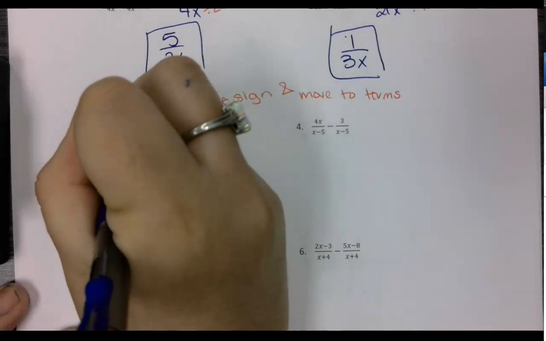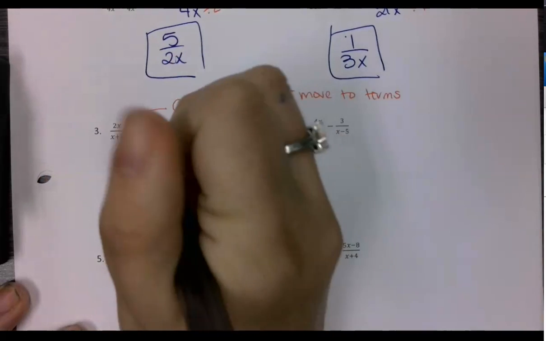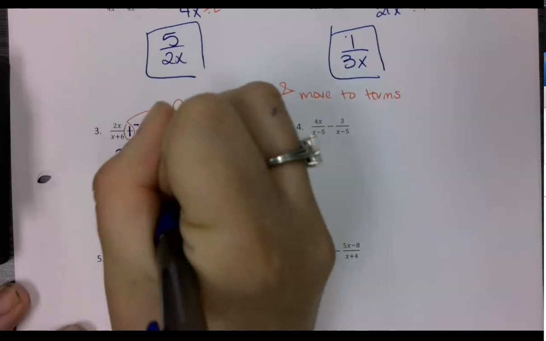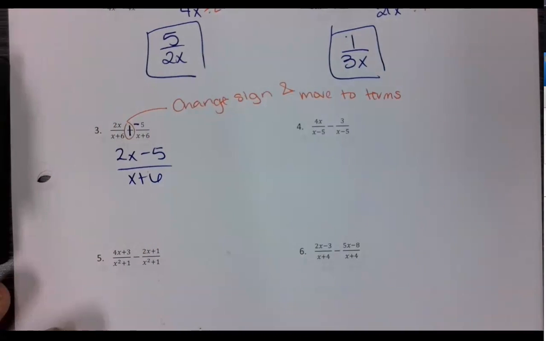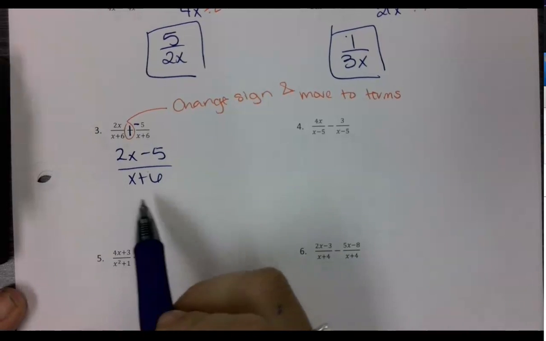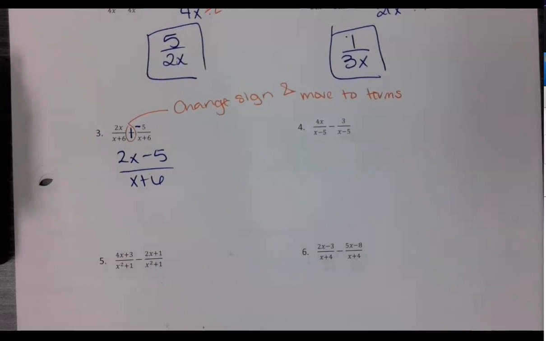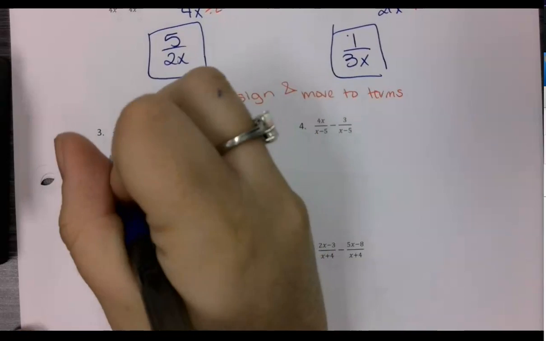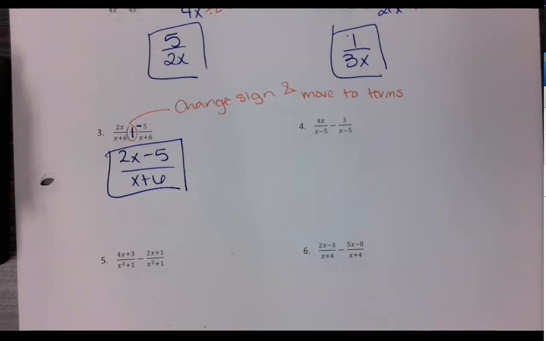Sorry. And then I'd have 2x, because that one doesn't change, minus 5 over x plus 6. Can I simplify anything here? No, I can't, because of the plus and minus signs, I have to keep the exact expression. So this one is actually just going to stay like that.